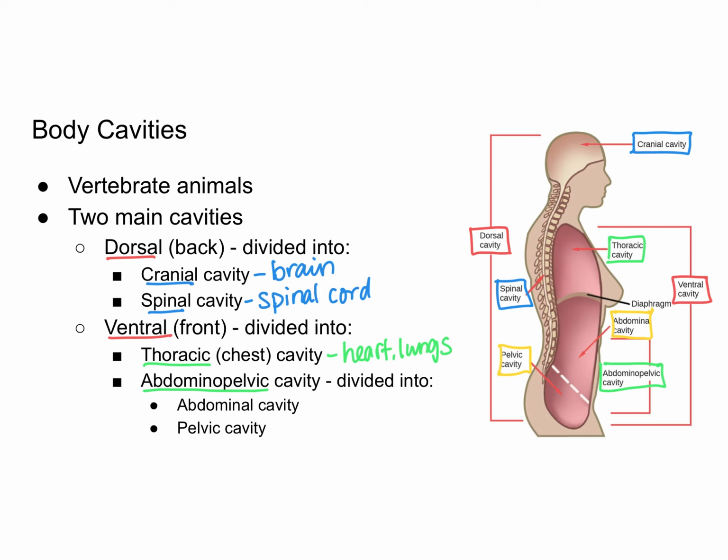The abdominopelvic cavity, as we mentioned, is further divided into the abdominal cavity and the pelvic cavity. The abdominal cavity is where we find the majority of the digestive organs. So things like the stomach and intestines. And then the pelvic cavity is where we find the reproductive organs.